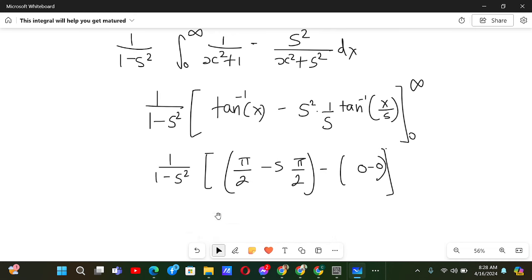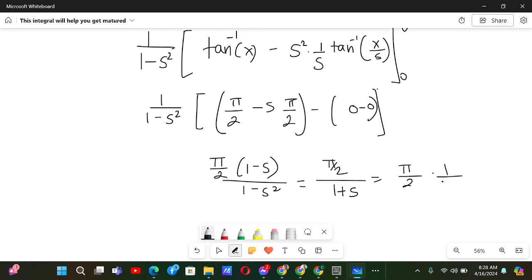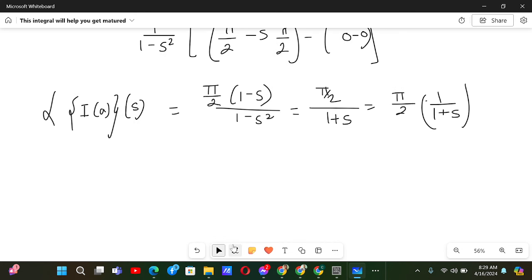Yeah. So what do we get? We get pi by 2, 1 minus s by 1 minus s square. So that's just pi by 2 by 1 plus s. You can write this as pi by 2 times 1 by 1 plus s. Yeah. Okay, now we know that this is actually the Laplace transform of I of a to the world of s. Now let us take the Laplace inverse transform. If we take the Laplace inverse transform, we will again get the I of a from this expression.